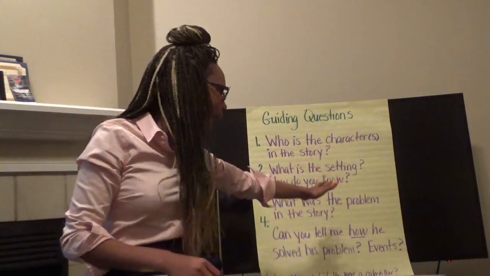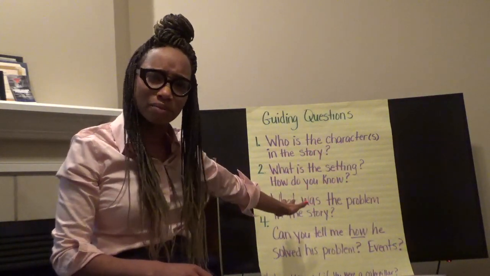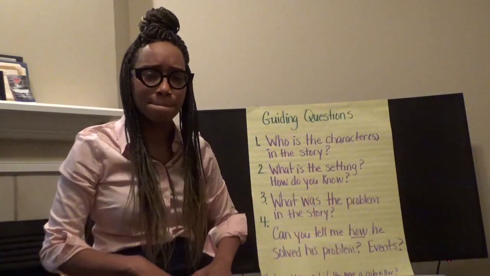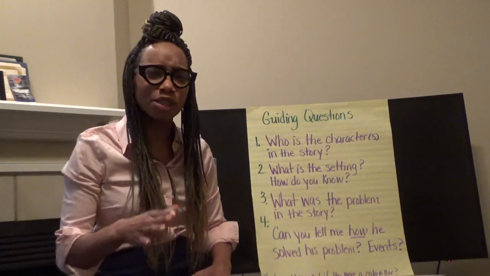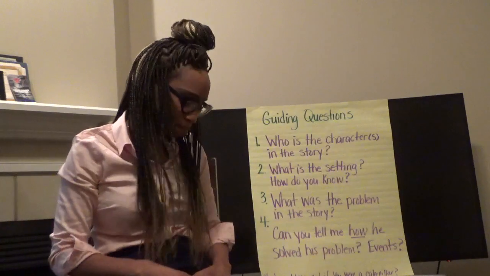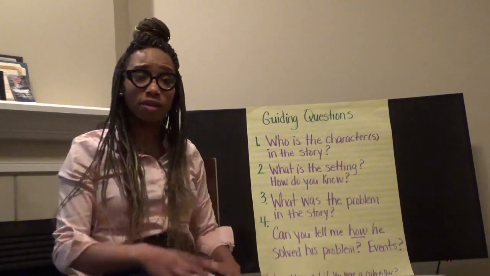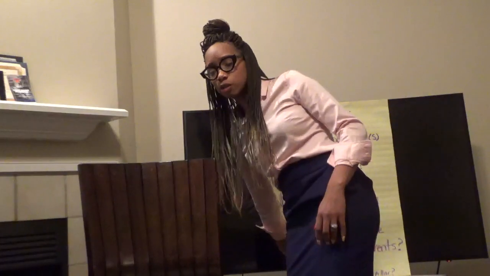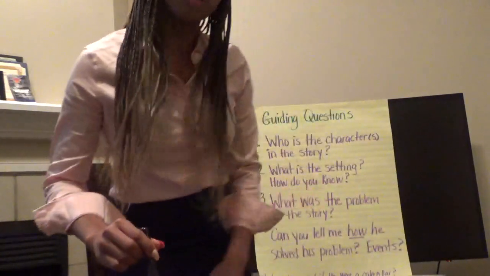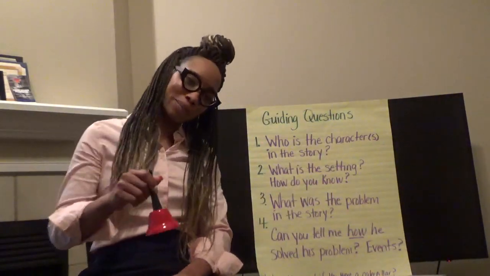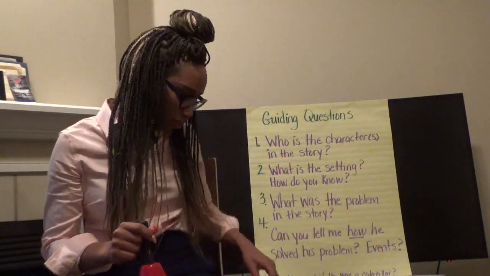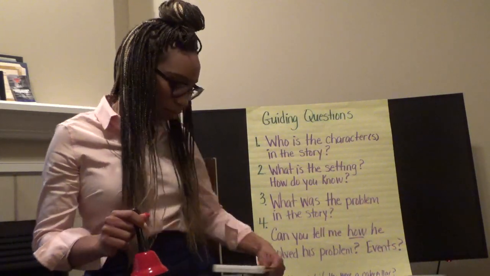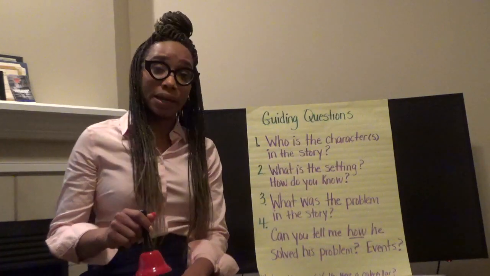What was the problem in the story? Take a moment to think about it. What was the problem in the story? Okay, now that you had a moment to think about it, I want you to turn to your AB partner, if you have your partner still there, and I want you to discuss what was the problem in the story. Partner B.